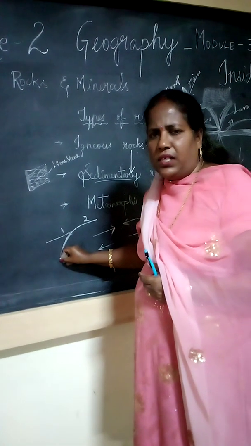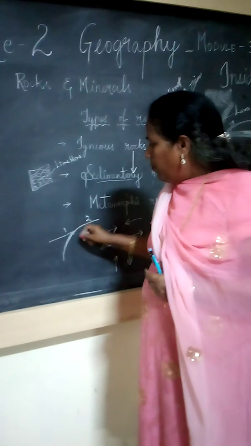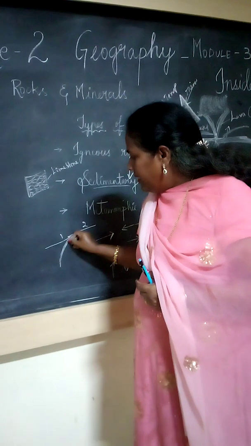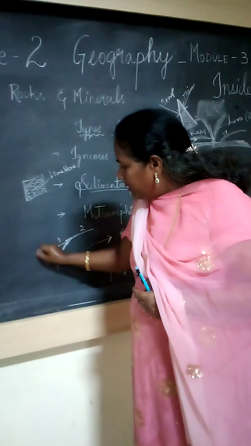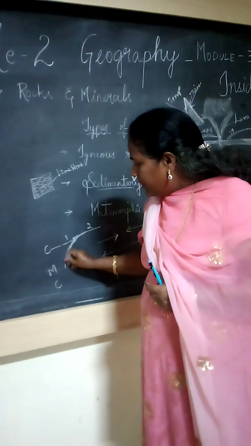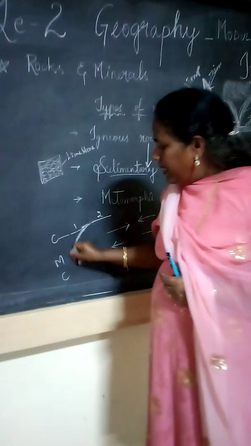Not that fast. It goes slowly like this. This is plate 1. Like this it is going, so here it is going inside. Already you know this is the crust. Here this is the crust. What is there down? Mantle. Core is there. Like this it is coming, it was the solid part. It is solid. Now it became liquid.